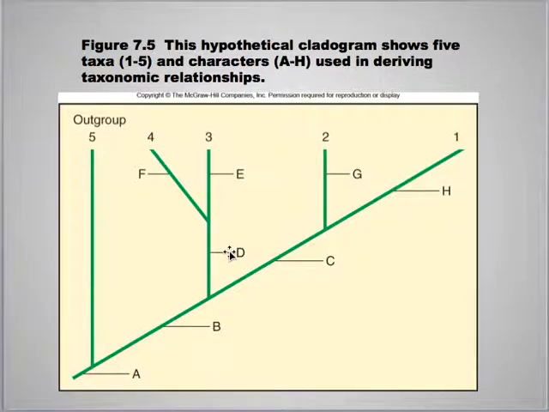Now, what we have further, so these individuals carried characteristic D. The species here, number 5, did not. It didn't have B, it didn't have D, it didn't have F or E. C was carried by 2 and 1, but not by 4, 3, or 5. Okay, does that make sense?